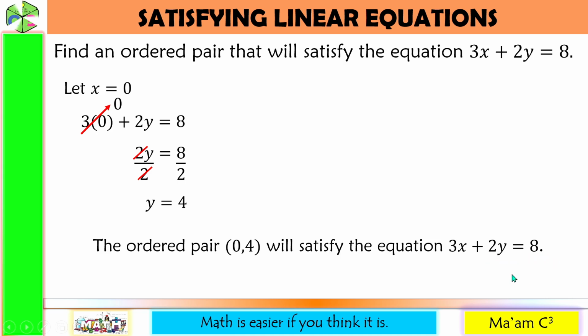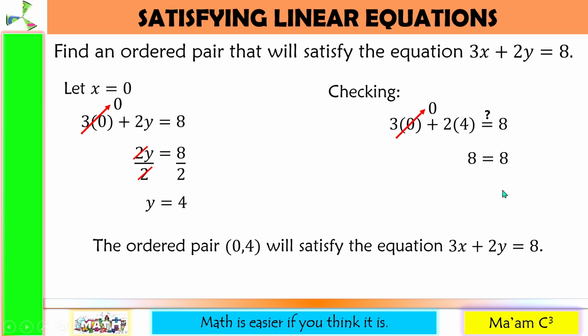Am I sure? Then let's do some checking. All we have to do is to substitute 0 for x and 4 for y. Let's do that. Are they equal? 3 times 0 is simply 0. And 2 times 4 is 8. Are they equal? Yes, they are. Therefore, the ordered pair (0, 4) will really satisfy the equation 3x plus 2y is equal to 8.